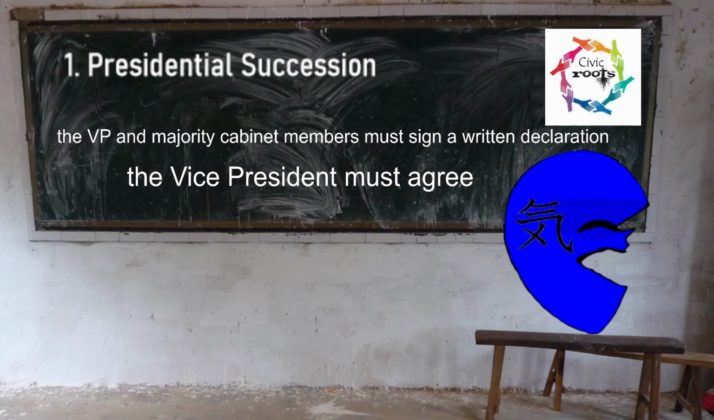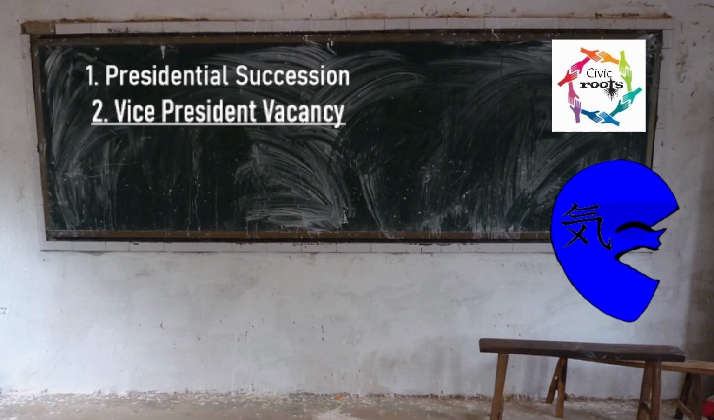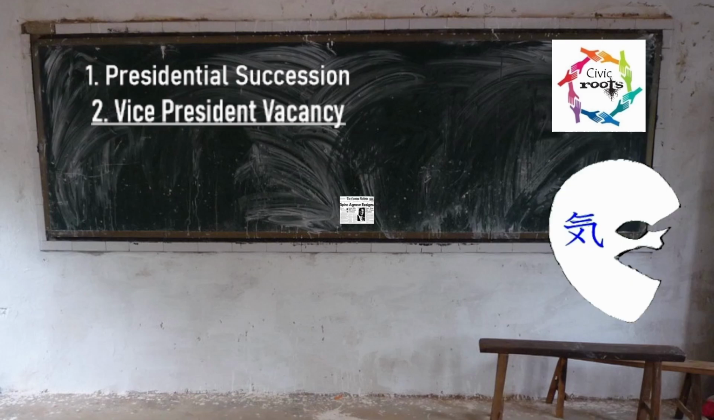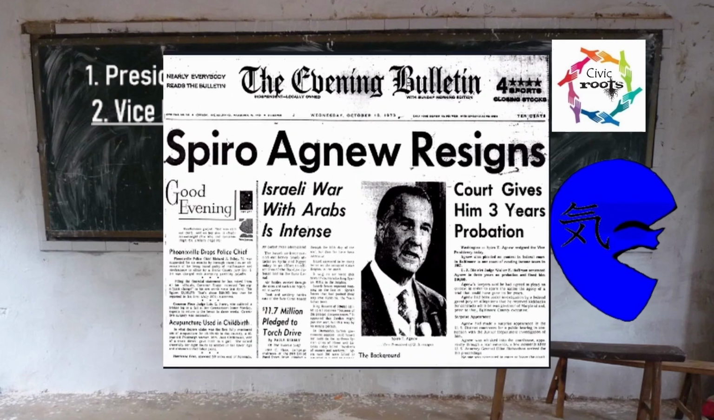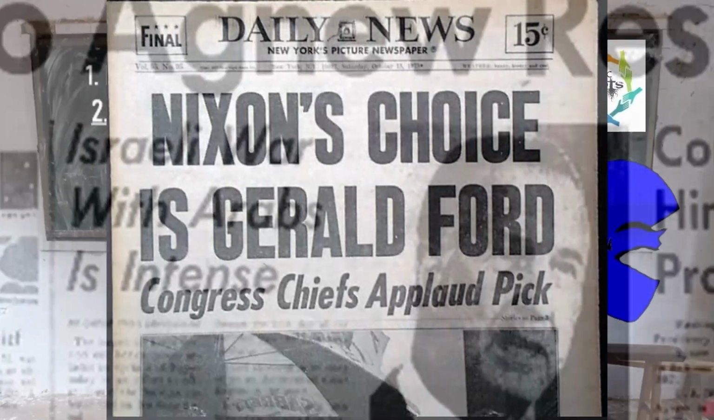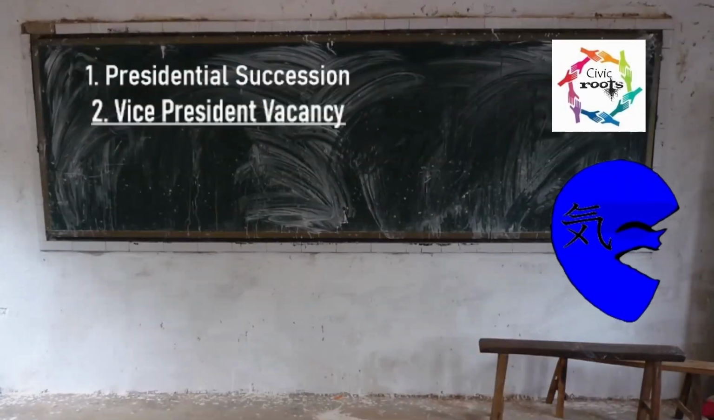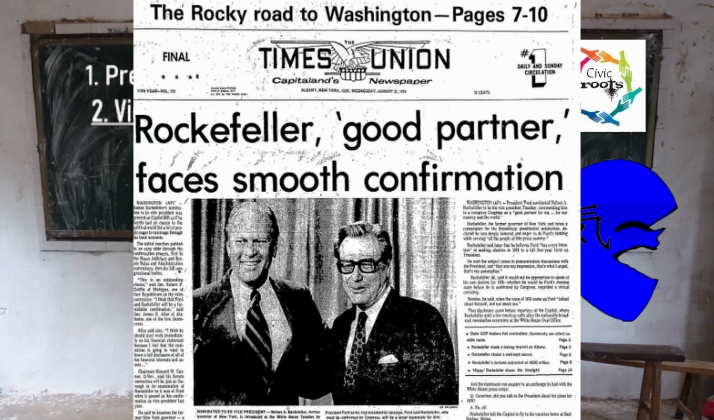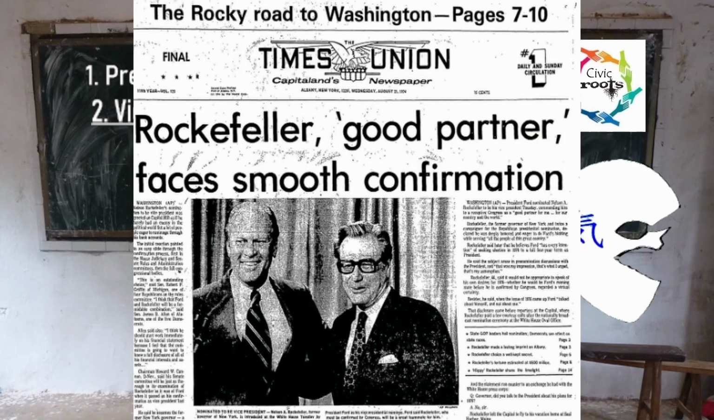So let's continue on. Section 2. The vice presidential vacancy. If the vice president's office is vacant, the president nominates a new vice president who then must be confirmed by both the House and the Senate. This was used twice back in 1973 when Spiro Agnew resigned as vice president and Gerald Ford was appointed. In 1974, when Ford became president after Nixon resigned, he appointed Nelson Rockefeller as vice president.